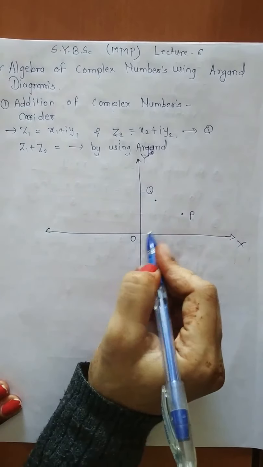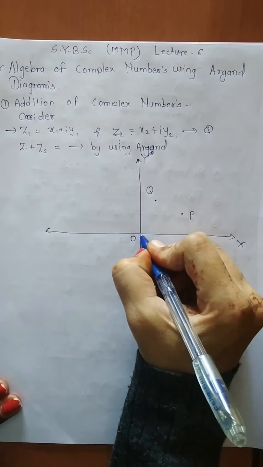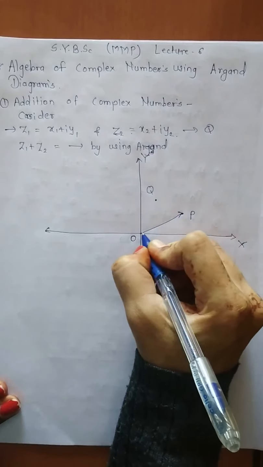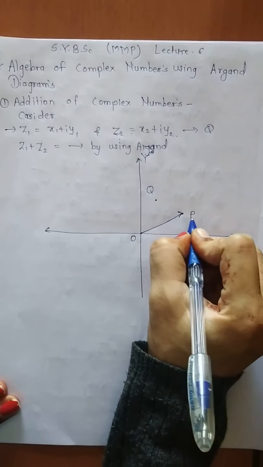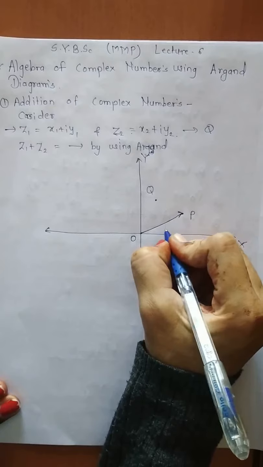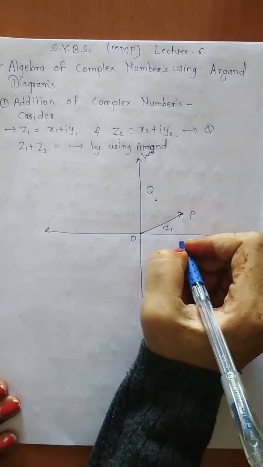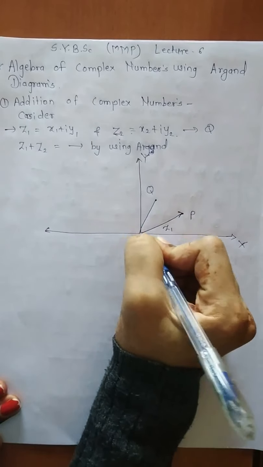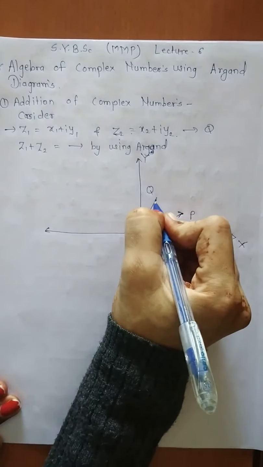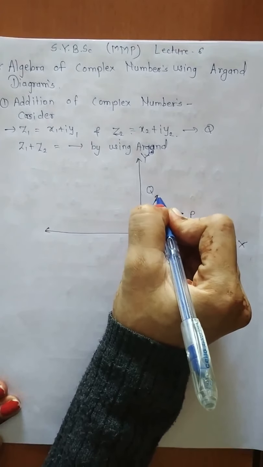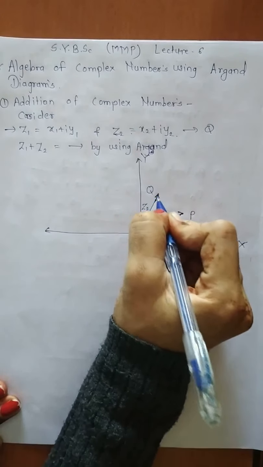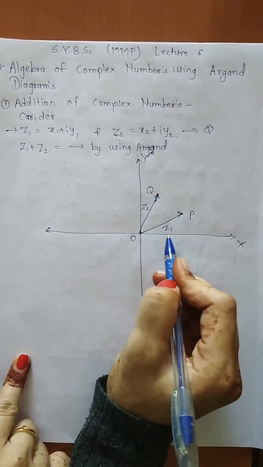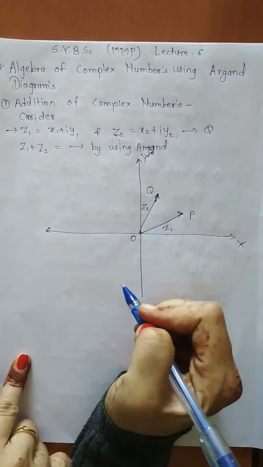This vector OP, joining O to P, is the position vector for point P, which will represent complex number Z1, and the vector joining point O and Q will represent the complex number Z2, that is, the position vector of point Q. So these are our 2 complex numbers Z1 and Z2.